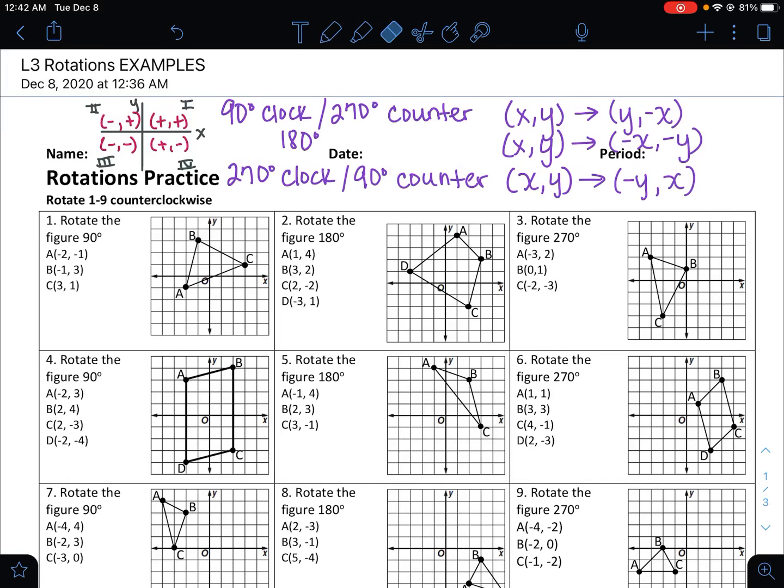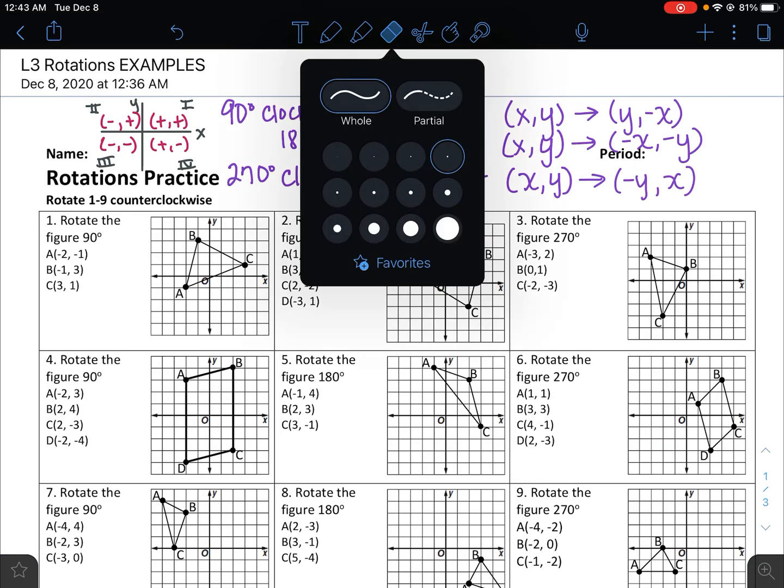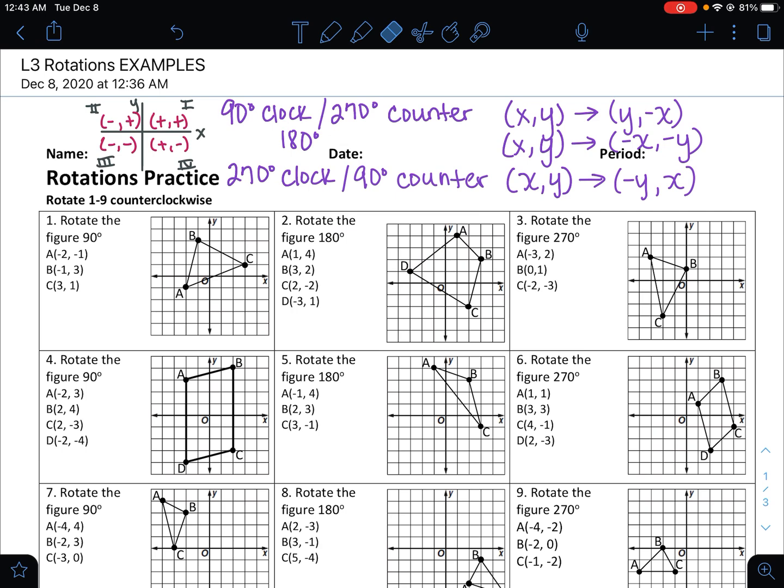Hey guys, let's cover rotations because there's been some confusion over it. So first, I wrote the rules to the right over here. Oops, right here. And so we start with 90 degrees clockwise. Now, 90 degrees clockwise and 270 counterclockwise are the same thing. Let me explain that real quick.